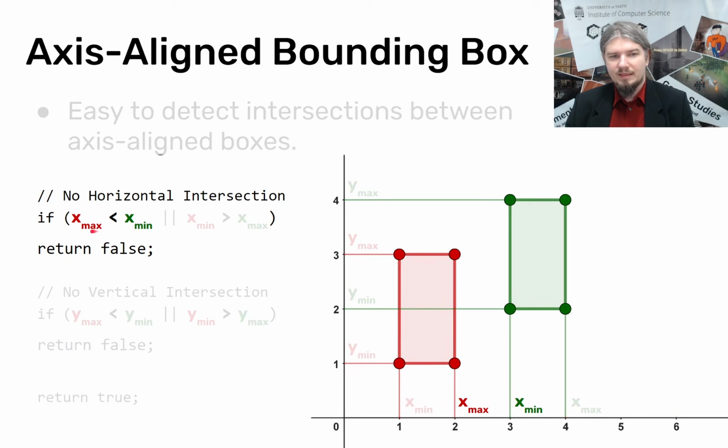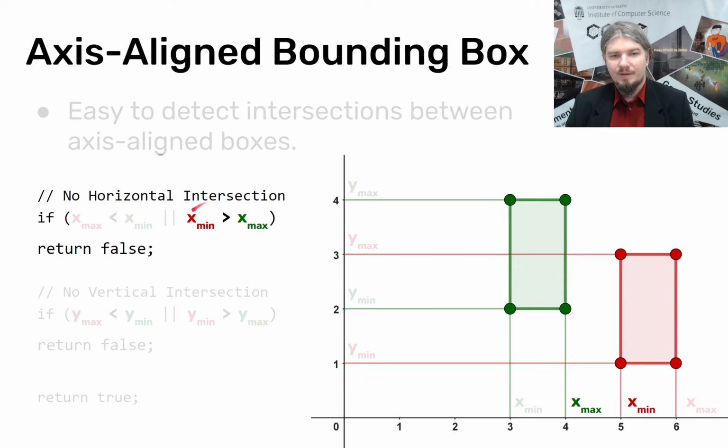And we can see that if we have a case where the maximum X of the red box is below the minimum X of the green box, then this red box has to be on the left of the green box. So there is no way they could intersect. Similarly, if the minimum X of the red box is larger than the maximum X of the green box, then the red box is to the right of the green box. And again, there is no way they could intersect. Of course, in 3D, you would also check for the Z coordinate.